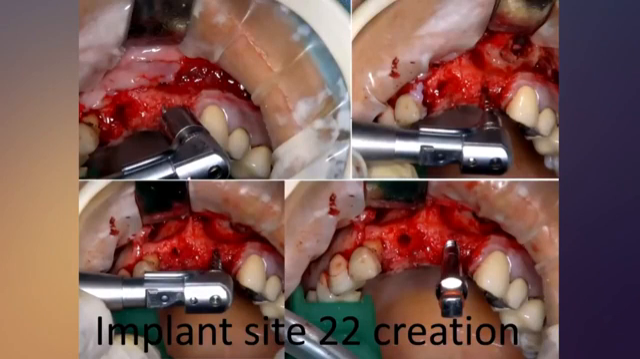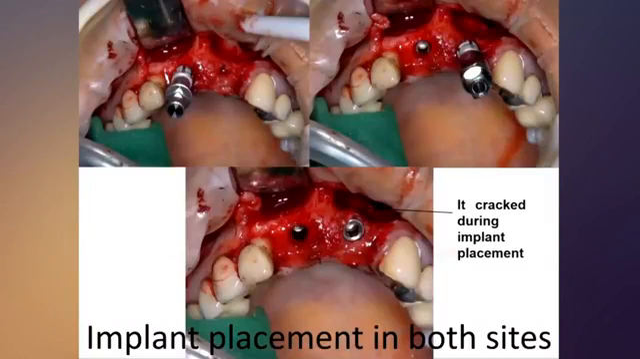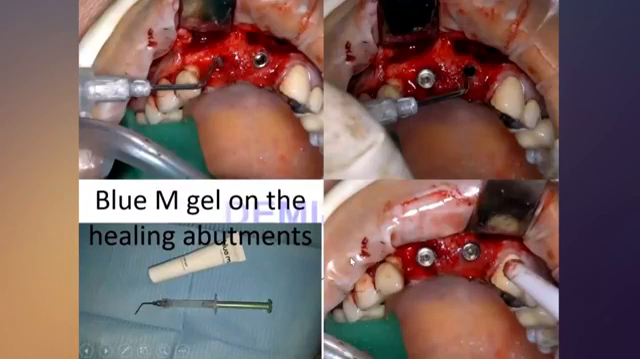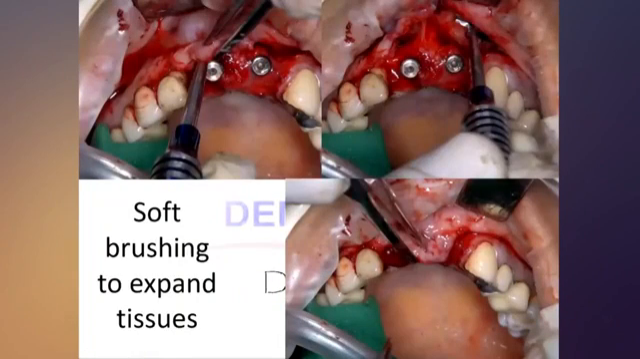And as you can see, there is very little bone vestibularly. So implants placed in position. And as you can see, there is a small crack here. So, Blue M gel, healing abutments. I didn't use immediate healing abutments, cervical or other, because I had a very large defect that I wanted to cover and I didn't want to force my luck in this case.